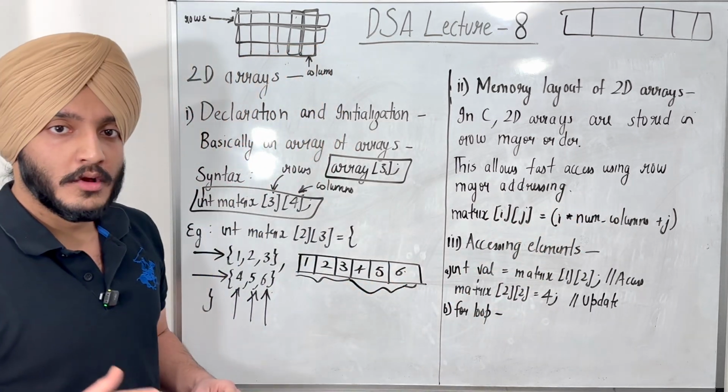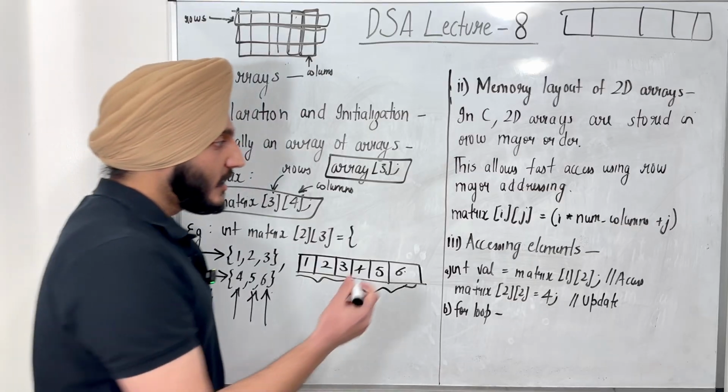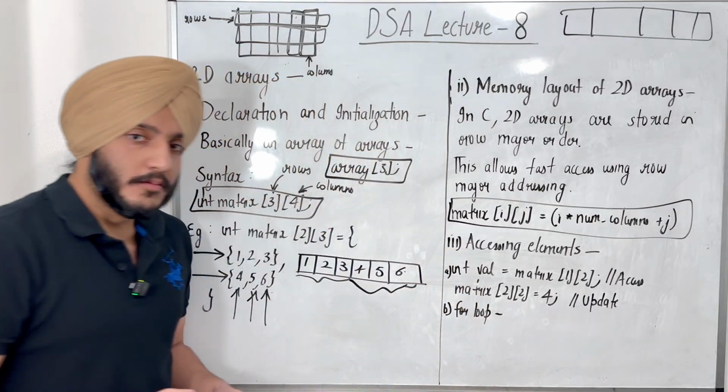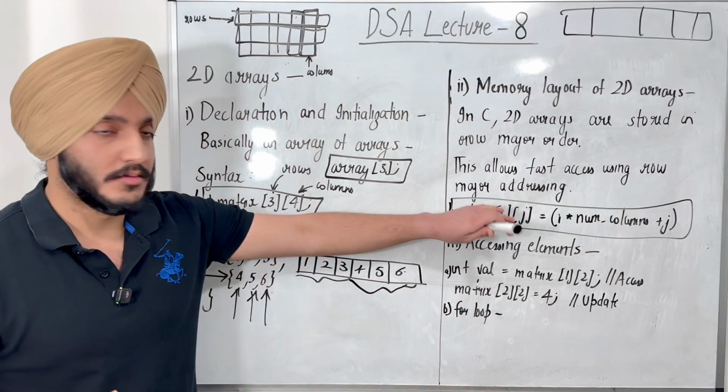So I hope you were able to understand until this point. This is the equation of how you access a single element, right? I want you guys to try to pause the video and try to understand what this equation means.